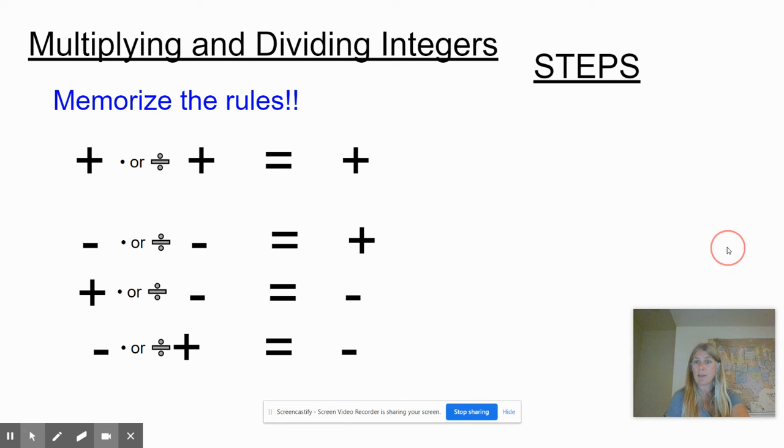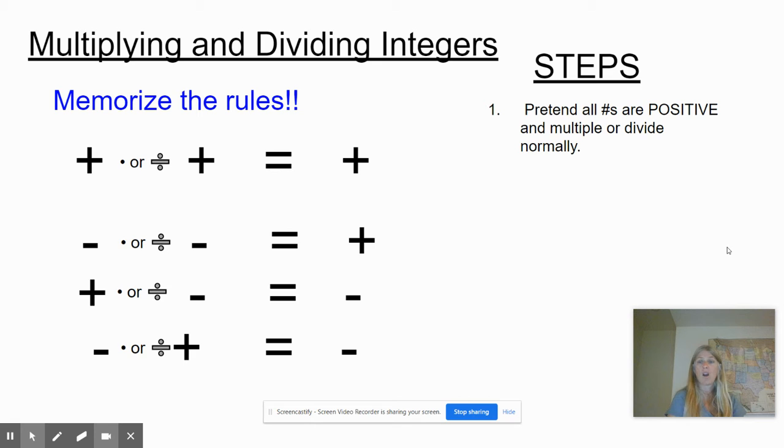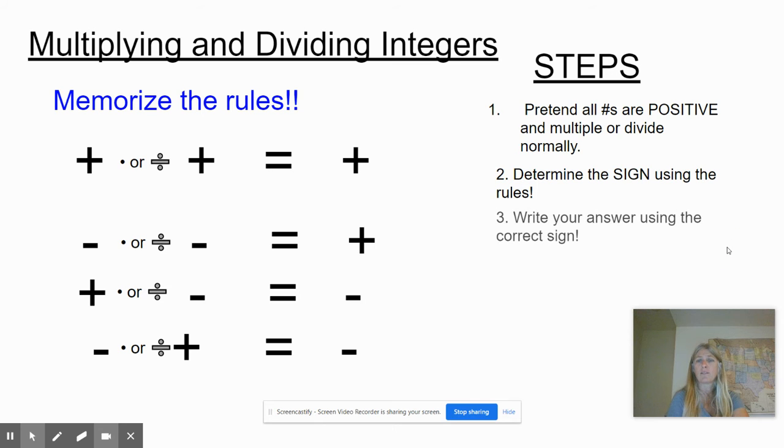So here are our steps to go ahead and solve. Our first step to solve an actual problem for these is we just ignore all the negatives and we pretend that everything is positive, and we just multiply or divide normally using our calculator if we need to do so. And then we determine the sign using these rules. So we look at those two numbers and we're like, hey, okay, they're both negative, so I know my answer is going to be positive. So you write your answer using that correct sign. But if you don't have them memorized, it's harder. So we want to make sure that we have these down.